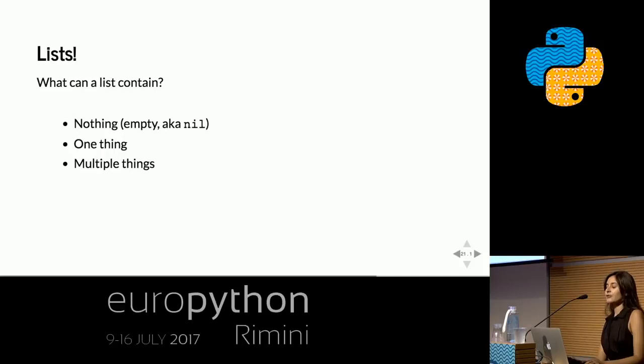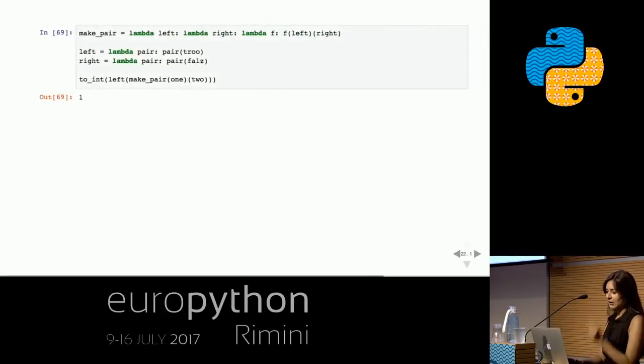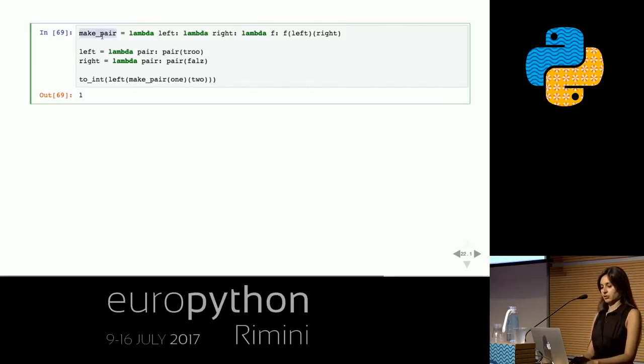Hopefully not. So we're going to try to represent these things by building lists out of pairs of two things. It's going to get a little weird, but we're going to try to get through it. We're going to have a make pair function that takes a left thing and a right thing and returns a pair of those two. Now, what is a pair of those two? We're just going to represent a pair as some function that takes a function and then calls that function, whatever function you pass into it, on the left and then the right. It applies some function to the left thing and the right thing.